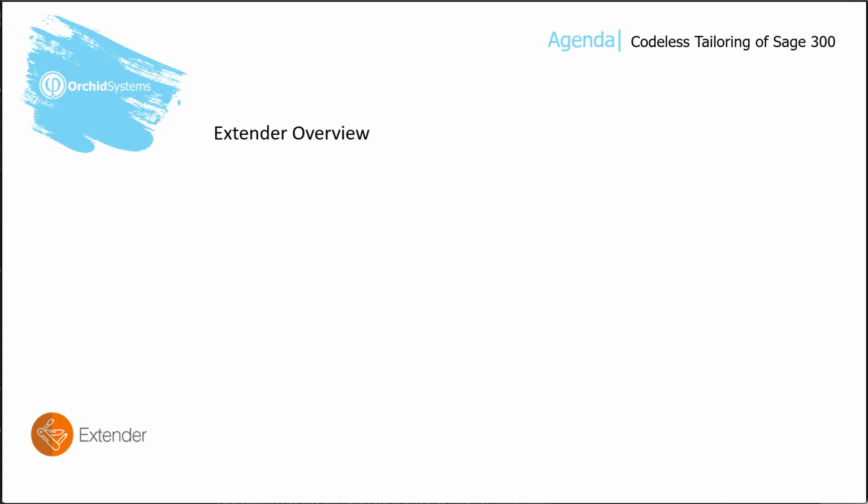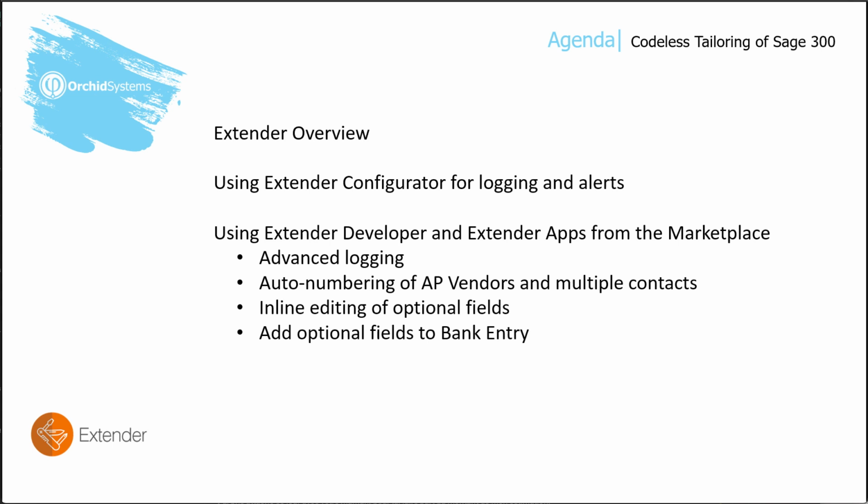We have demonstrated some of these use cases for Extender before. In today's webinar, we will start with an overview of Extender and its benefits. We will demonstrate how to get started with Extender Configurator for logging and alerts, and email alerts. We will then go through how to install and configure a range of Extender apps available on the marketplace for more advanced logging, to auto-number AP vendors and multiple contacts in Sage 300, for inline editing of optional fields, and adding optional fields to bank entry.